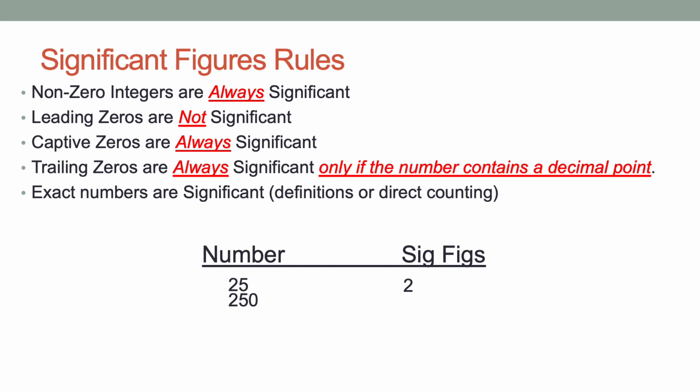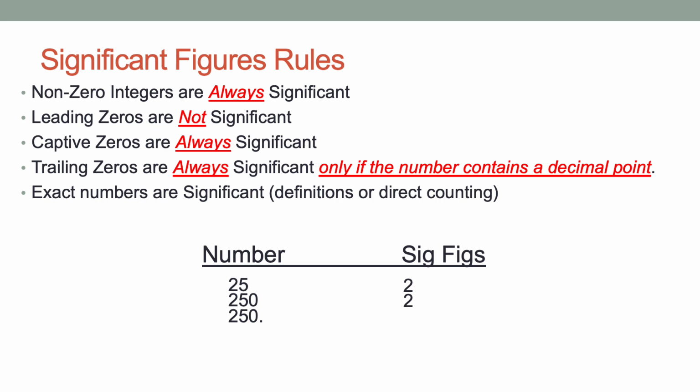250 has a number 2 and number 5. So there are two significant figures. There's also a 0. We have to determine if the 0 is significant or not. The 0 is a trailing 0. It's a 0 that's on the right side of non-zero integers at the end of the number. Notice that trailing zeros are significant only if a decimal is present. In this case, no decimal is present. So 250 has two significant figures.